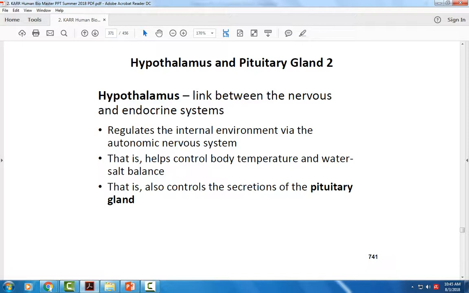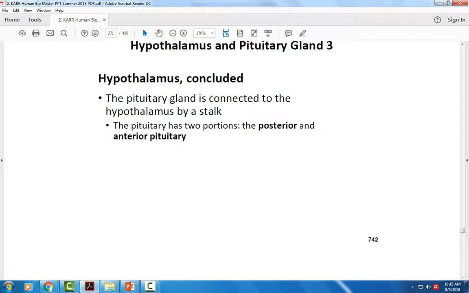So the hypothalamus is part of the brain. It's not a gland per se, but it is very much in control of the other glands of the body, and it's majorly controlling the pituitary gland. We'll talk about that. So the hypothalamus and the pituitary gland are connected by a stalk, which neurons travel through one portion, blood vessels travel through another portion of the pituitary. We'll look at that in our next picture.